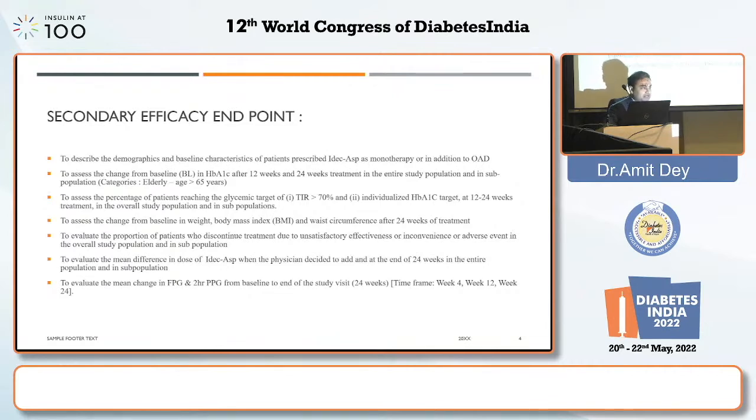We'll do it in the entire study population, and also we can create some subpopulations. Like I've created one, we can have a category of the elderly and the younger patients. So you can have above 65 years of age and below 65 years of age.